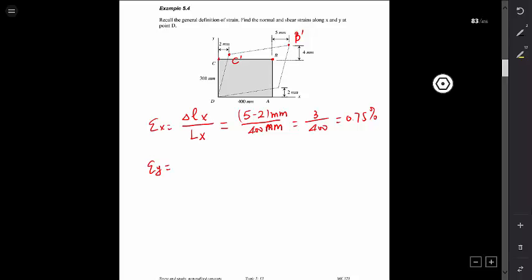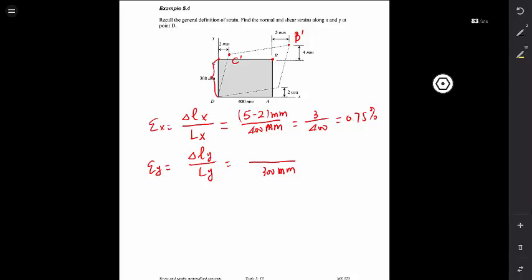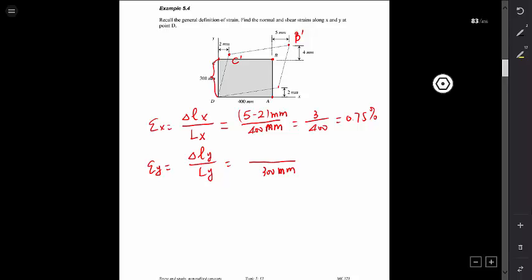And epsilon y, the normal strain in y direction, equals delta Ly over the orthogonal length, which for CD is 300 millimeter. And for the change of the length in y direction, we can see that A moves to a new position A prime. It has a vertical displacement of 2 millimeter. And B moves to a new position B prime. It has a vertical displacement of 4 millimeter. So the difference is 4 minus 2 over 400. This equals 0.5%.